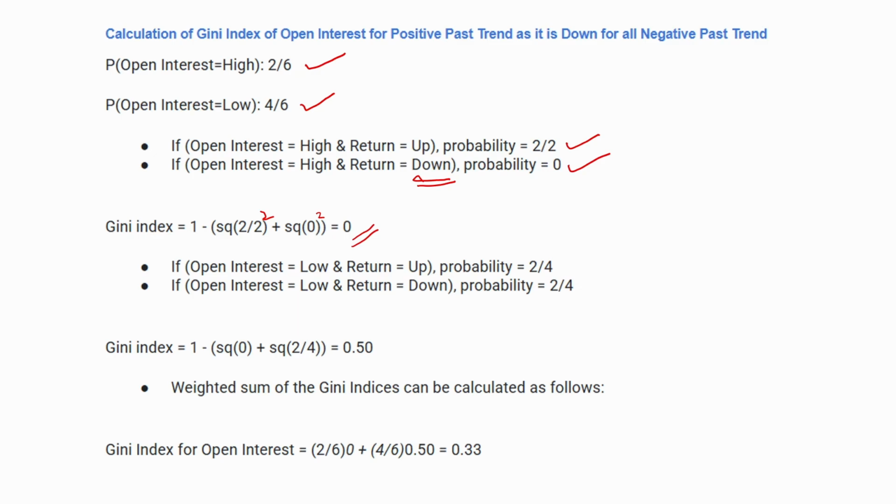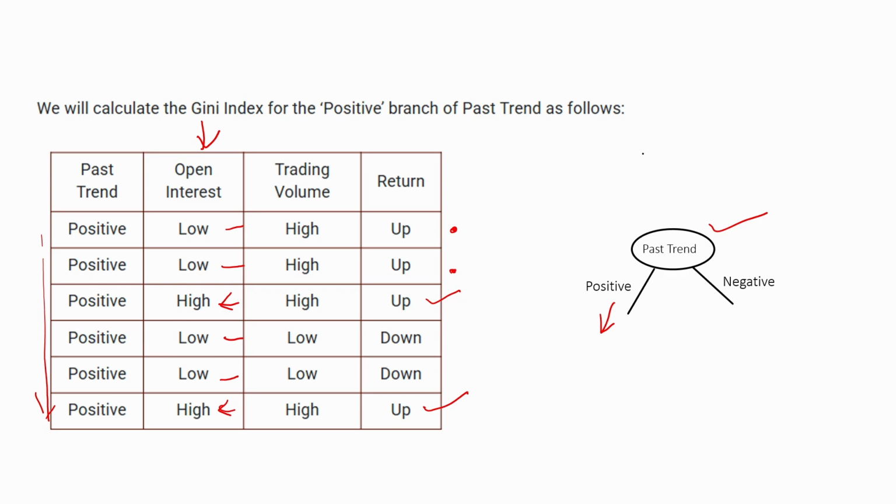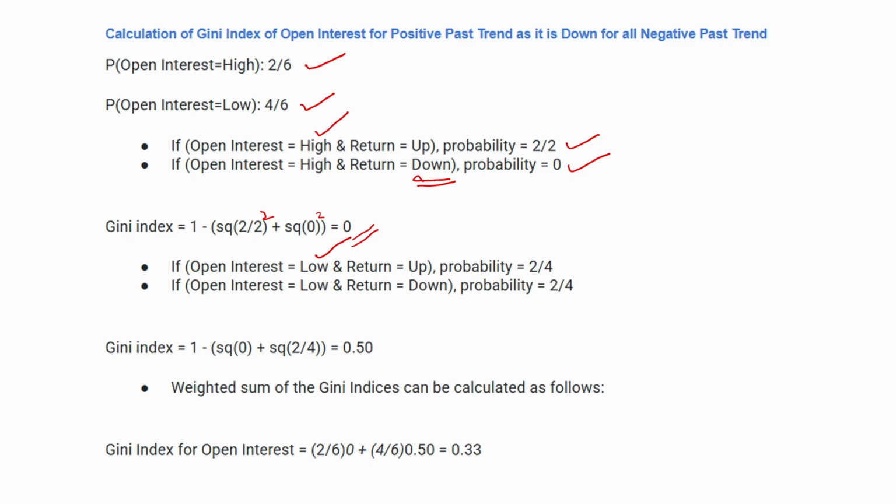Next, we have taken the high case. The second one is open interest low. For open interest low, there are 2 cases for up, so it is 2 by 4. The total low entries are 4, out of which 2 are return up and 2 are down. So the probability for open interest low and return down is also 2 by 4. Now find the Gini index: 1 minus (2 by 4) square minus (2 by 4) square. So you are getting it as 0.50.